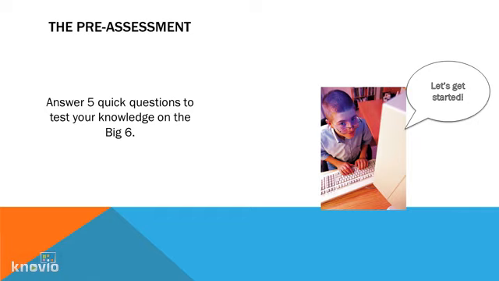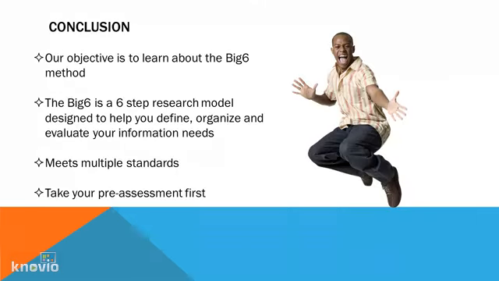Before we get started, I'm going to give you a link to a quick pre-assessment. It is 5 quick questions about the Big 6 research model. You may not know every single answer to the questions right now, and that's totally fine. I want to see what you know before we get started. You're going to take this pre-assessment again after our lesson to see what you have learned. Thank you for your time and attention.